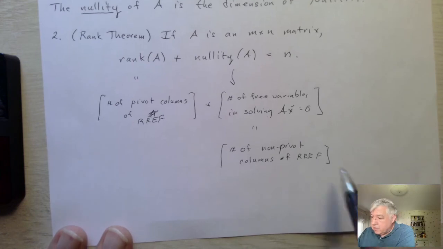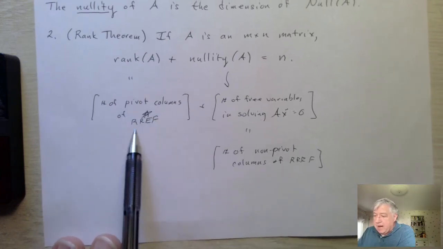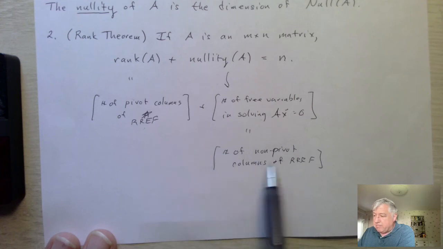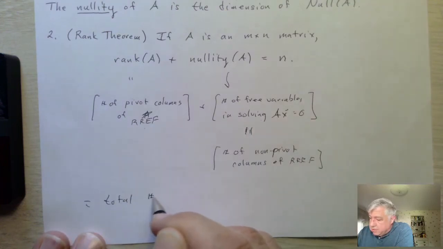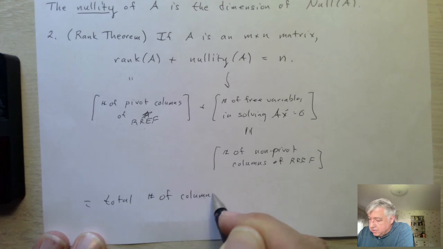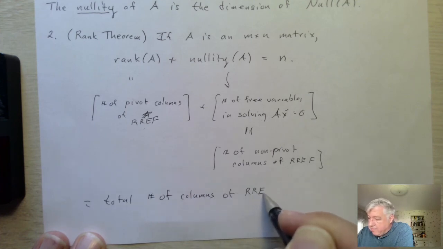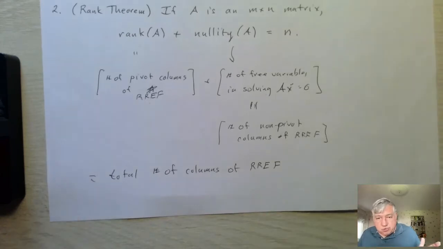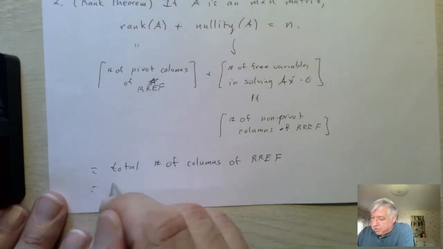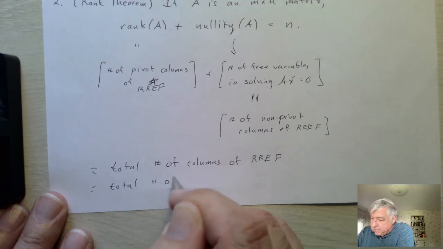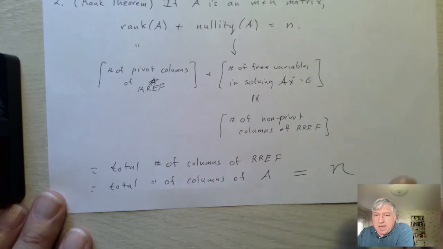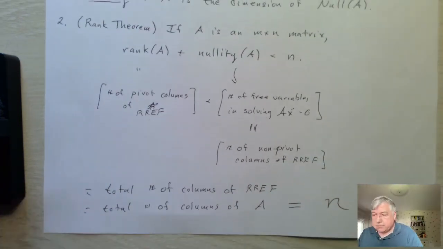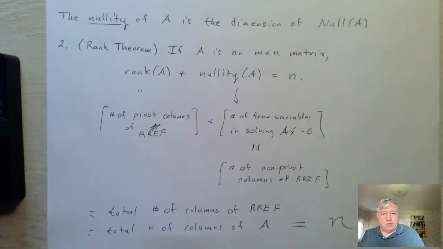So we have the number of pivot columns of the reduced row echelon form plus the number of non-pivot columns. Well, that consists of all the columns, right? So this is equal to the total number of columns of the reduced row echelon form of A. And of course the reduced row echelon form has the same number, which is also equal to the total number of columns of A, which is exactly n. Okay, so that's why the rank theorem works.